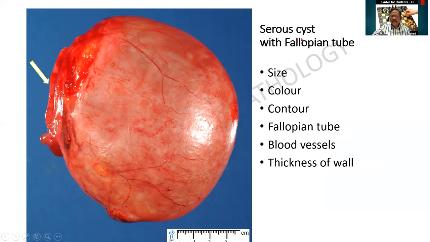This is again another specimen of a serous cyst. The external surface, as I said, is smooth, and then there is a stitched tubal structure which has got a fimbrial end. That is how we can definitely say that it is an ovarian cyst. Please describe all these subheadings. What is the size, the color, the contour, the shape, whether the fallopian tube is there, blood vessels, how do they look, and what is the thickness or the thinness. I find that it is translucent and it is thin.